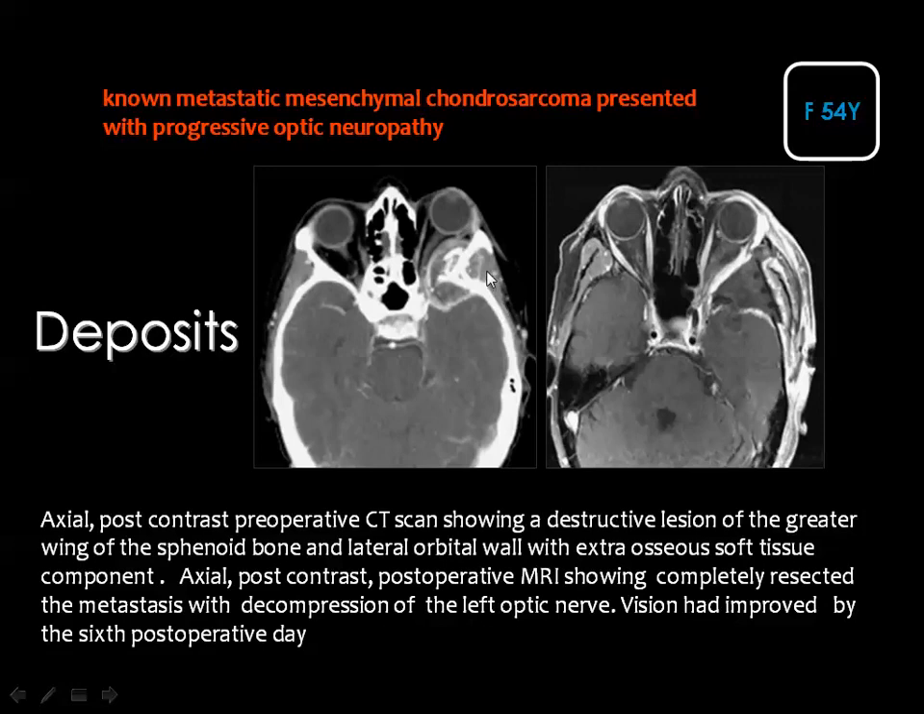The preoperative CT scan showed a destructive mass in the greater wing of the sphenoid as well as the lateral orbital wall with a significant extraosseous soft tissue component encroaching on the orbital cavity. Then this MRI is obtained after surgery with removal of the metastatic deposit and improvement of the visual acuity. Thank you very much.